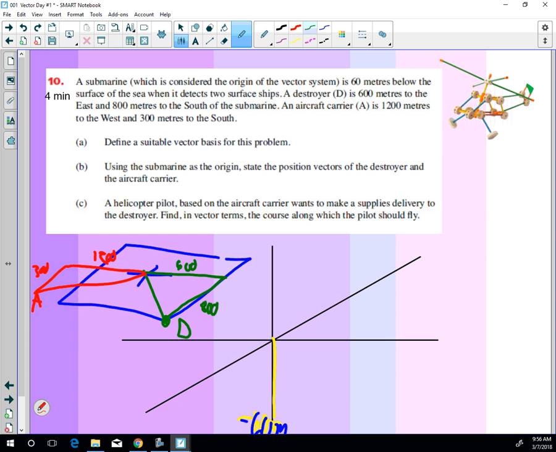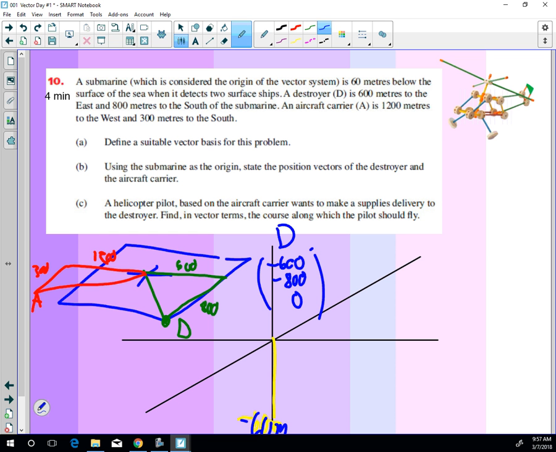Okay, here's what I would do. I would make 3 vectors. This vector is going to be back 600. South will be back 800. And how deep is this destroyer? Is it underwater? It's surface. Okay. This is my destroyer vector.